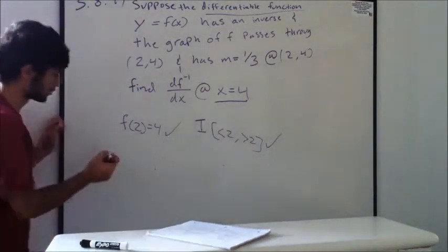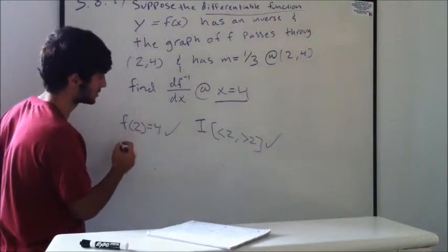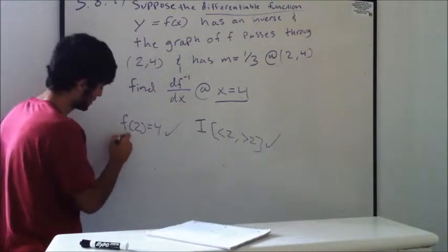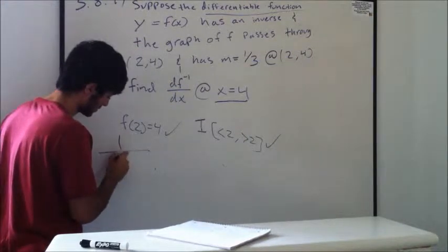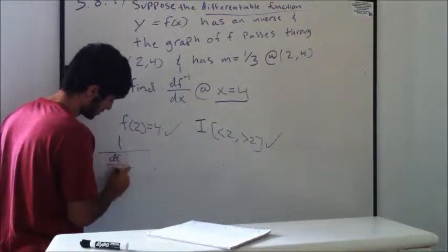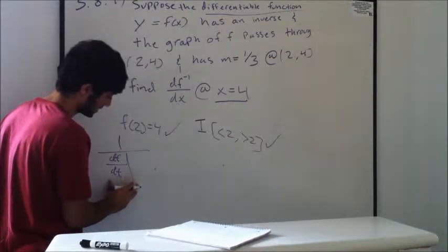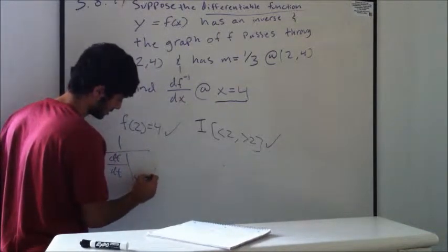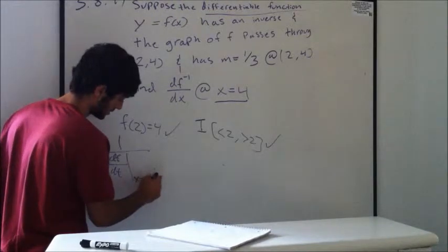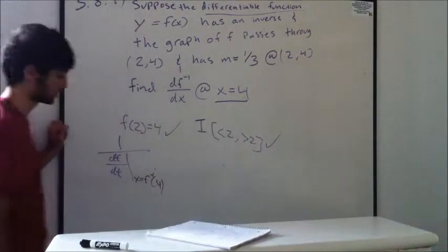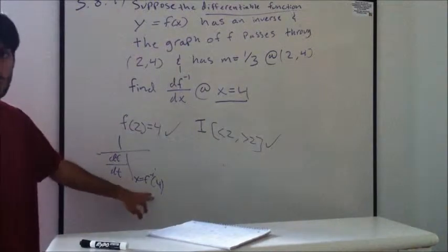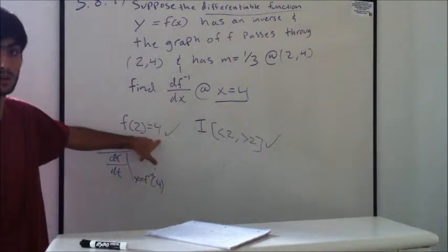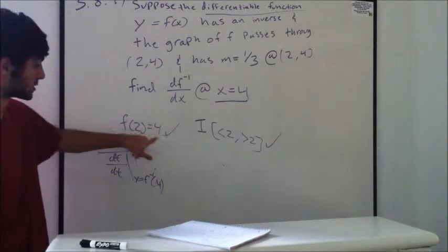So we're going to go straight to our formula. We know that we can use this theorem. So we have 1 over df/dx at x equals the f inverse of 4. Well, what's the inverse of 4? Well, we know that f of 2 equals 4, so f inverse of 4 must equal 2.